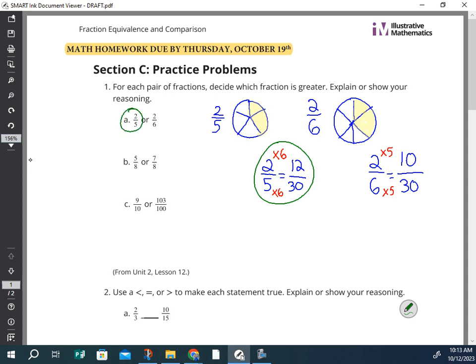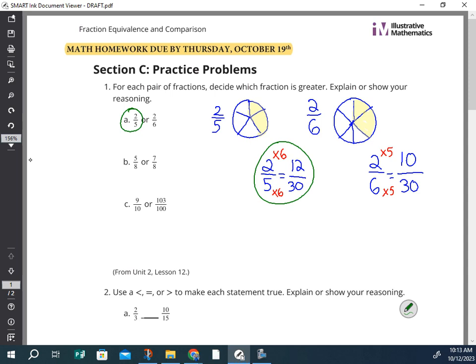Some students will say that fifths has less pieces, so the pieces are bigger, which is true. That's another reasoning there. So they could say fifths has less pieces. There's 2 of 5. That would be larger than 2 of 6. Because if you had the same whole thing cut into 6 parts, the pieces would be smaller. They could do that as well.